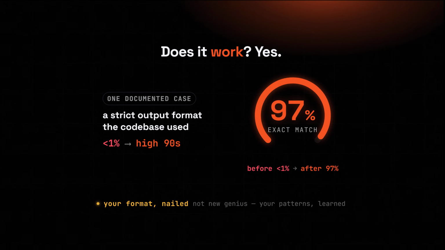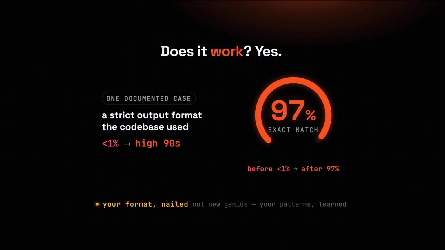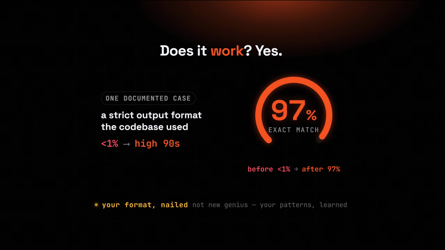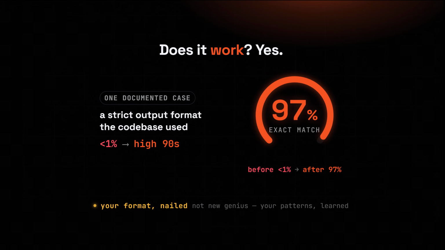In one documented write-up, a developer fine-tuned a small local model to produce a strict, structured format their codebase used. The stock model got it right under 1% of the time. After a short fine-tune, it was hitting the high 90s. That is the shape of win to expect. Not new genius, just your format nailed.